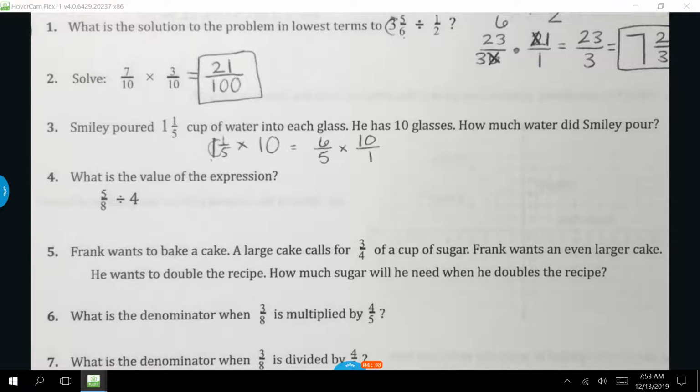So on the top, or can I simplify this? Because we do want to check that first. Finley, can I simplify this?